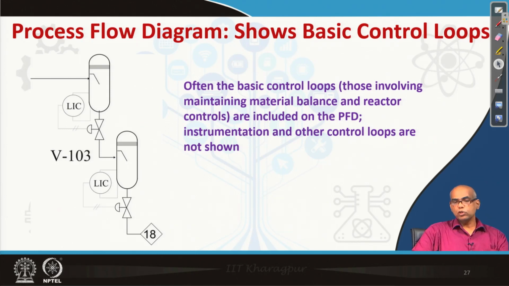A process flow diagram will show basic control loops. Often the basic control loops, those involving maintaining material balance and reactor controls, are included on the process flow diagram. Instrumentation and other control loops are not shown. LIC stands for level indicator and controller. So, the basic control loop is shown.